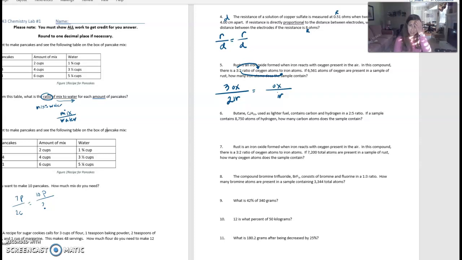I think I'm going to skip number 6 because it's just like what I just said. Again, make sure you read it. Carbon is first, so it goes with that first number. And hydrogen is second, so it goes with that second number.